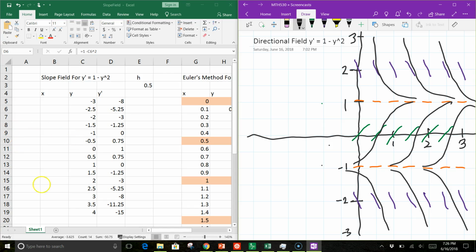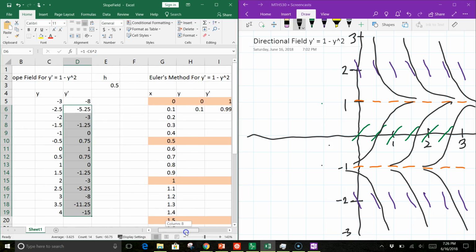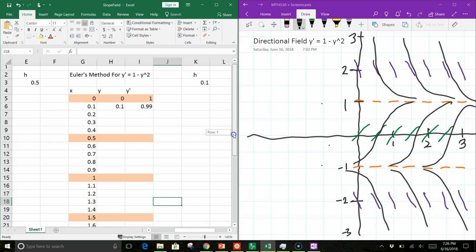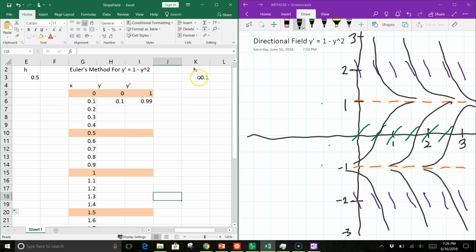And so I did a similar thing to calculate possible points for Euler's method. So I'm taking smaller steps to try and increase my accuracy. H equals 1/10. And so you can see that the slope is exactly what I would expect at 0, 0 for an initial condition.